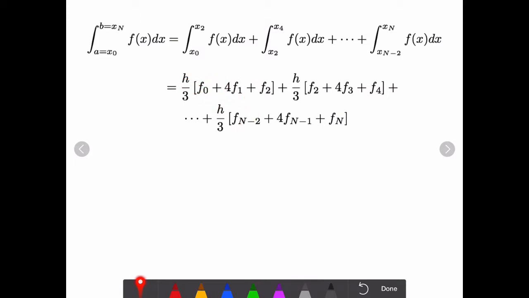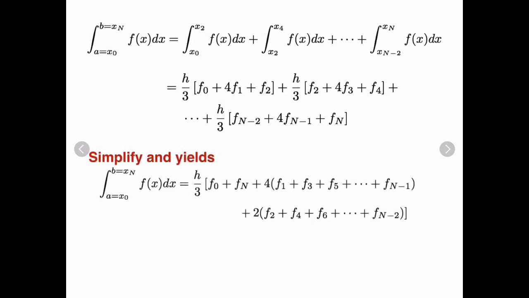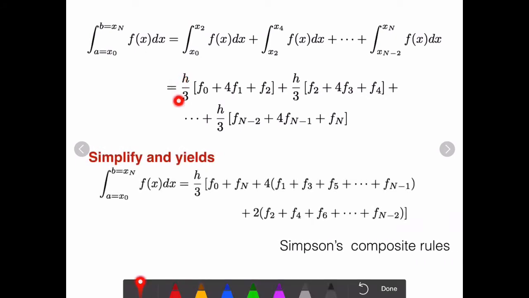And you try to look at here. For every term here, you have h over 3, h over 3, and h over 3. So at the end, you can just take out the h over 3 outside. But you notice that the first point and the last point don't have any repeated point in between. So that's why the first point and the last point have coefficient 1. I just take them out in here.